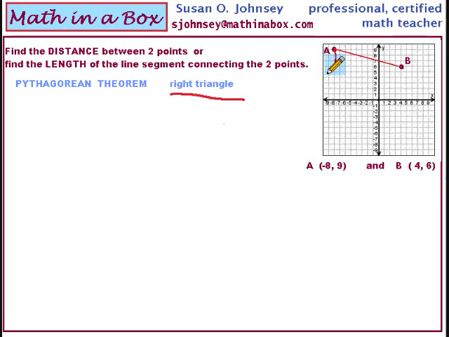Now, of course, B is at 6 on the y-axis, so I'm actually stopping at 6. Now, from this point, go straight across over to B. You will have created a right triangle. Pythagorean's theorem states that a squared plus b squared equals c squared.